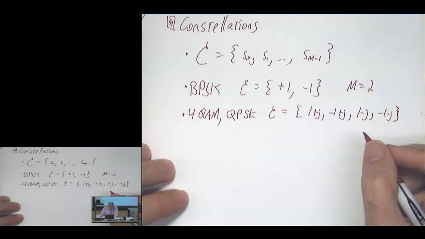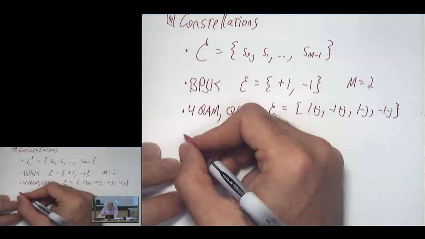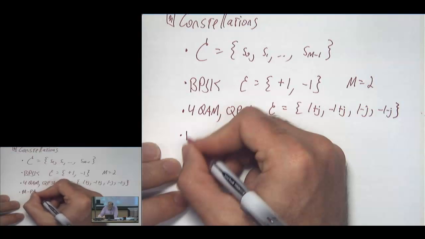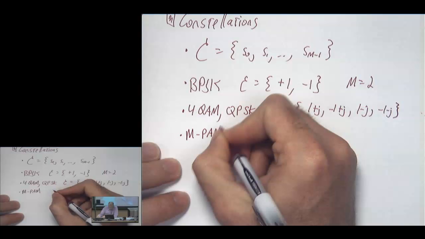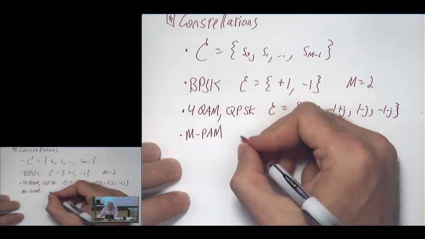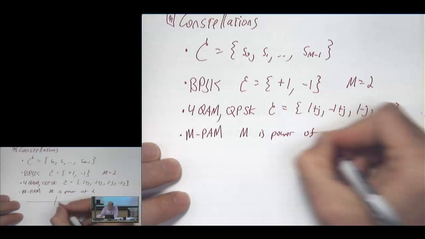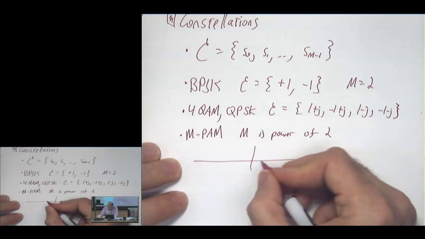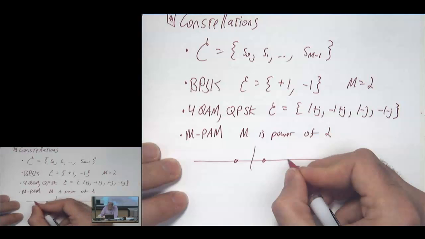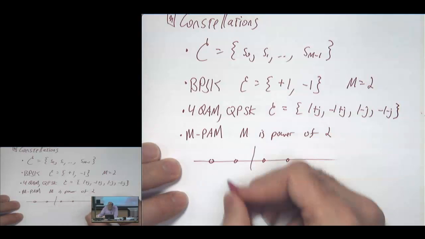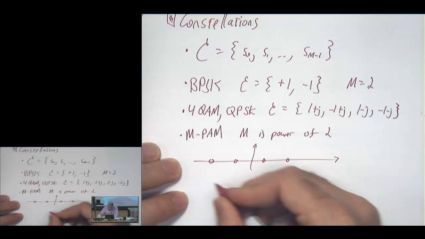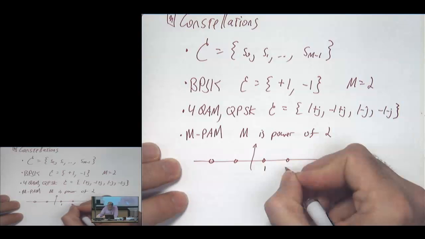And then, in general, there's going to be M-PAM, where M is a power of 2. And you construct this using essentially equally spaced points. So this would be like M equals 4. So this might be 1, 3, -1, -3.